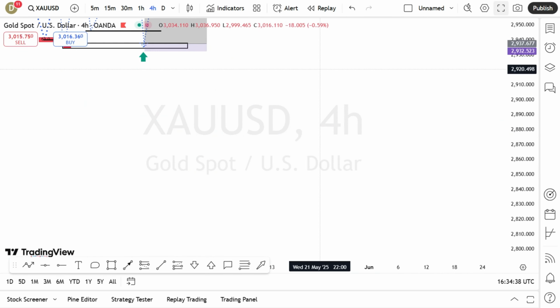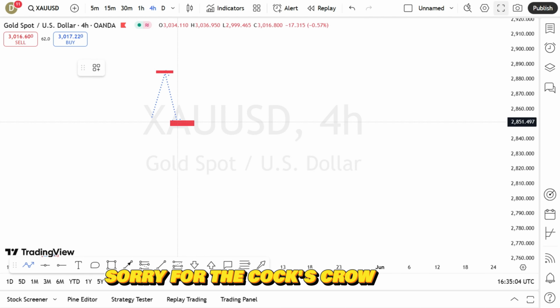Then it will create what? Our low. Alright. So we have our high over here, we have our low over here. Price pulls back to take out this high. Once price takes out this high, price needs to come back to take out what? This low.